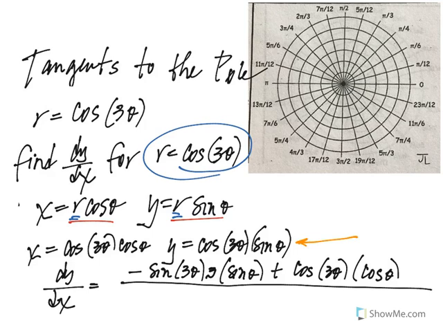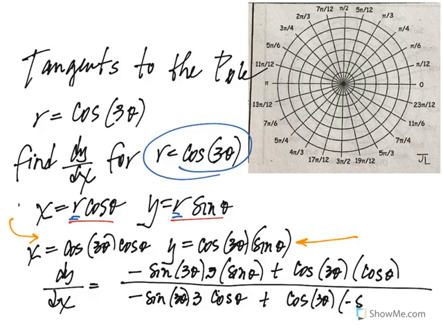Dx d theta now, I'll take this right here and derive that with respect to theta. Again, the product rule. I derive the first, that is the negative sine of 3 theta times 3, times the second as is. I want to add that then to the first, times the derivative of the second, which is the negative sine of theta. Right, now that is the expression for rectangular slope.